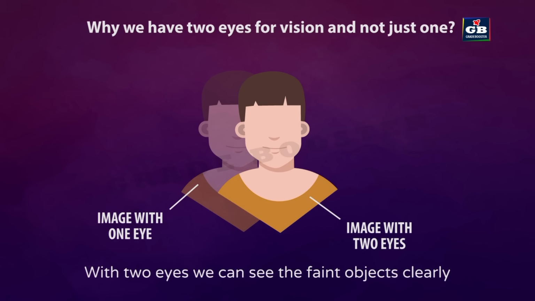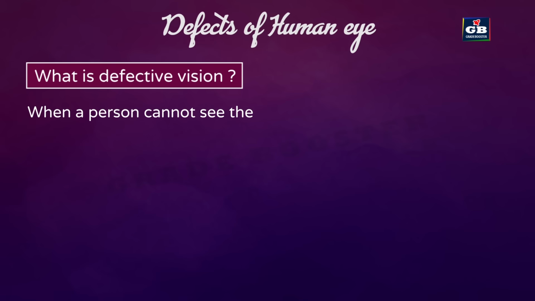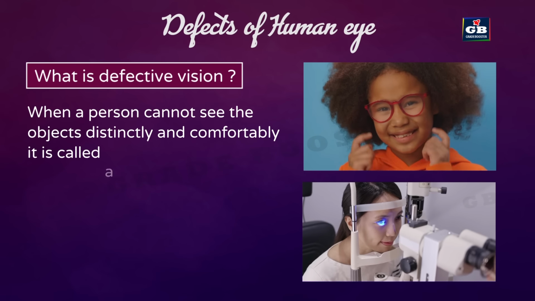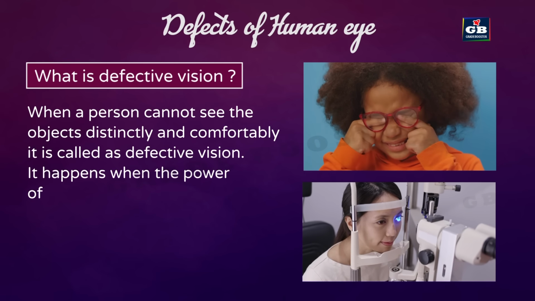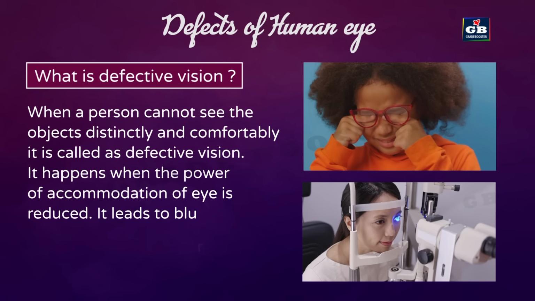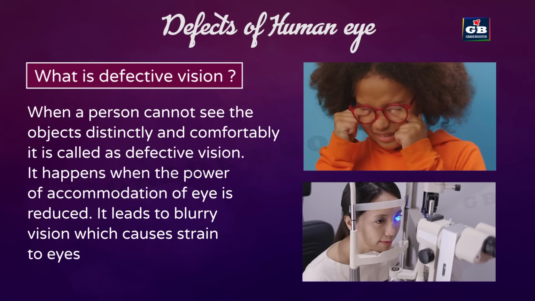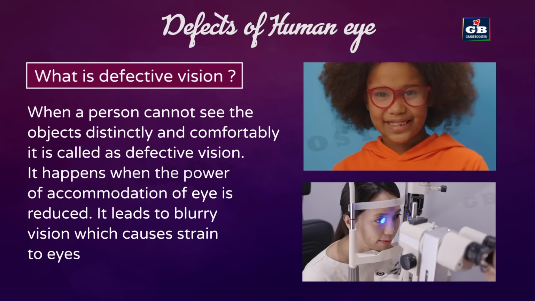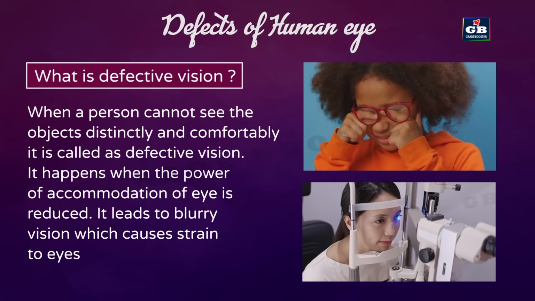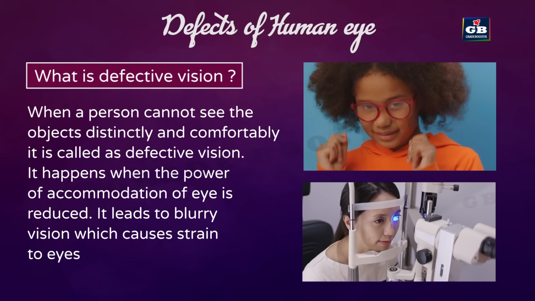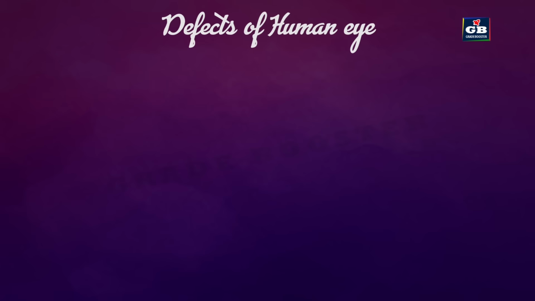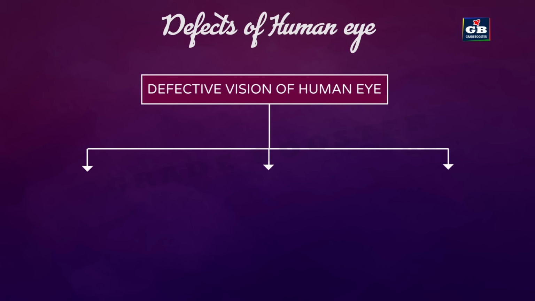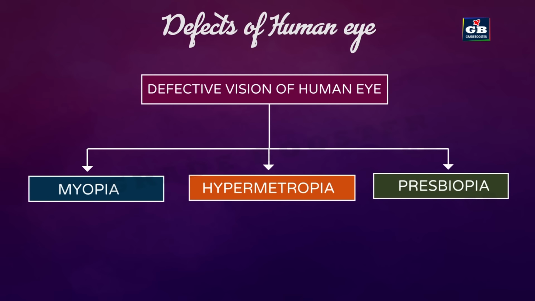Defects of human eye. What is defective vision? When a person cannot see the objects clearly and comfortably, it is called defective vision. It happens when the power of accommodation of the eye is reduced. It leads to a blurry vision which causes strain to the eyes. The defective vision of the human eye is mainly of three types: 1. Myopia, 2. Hypermetropia, and 3.